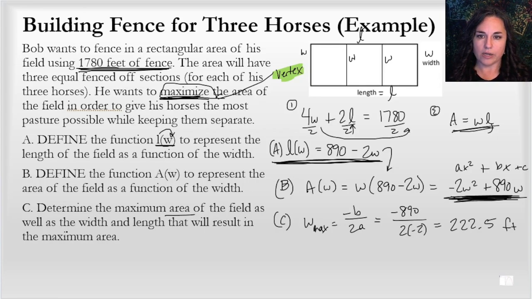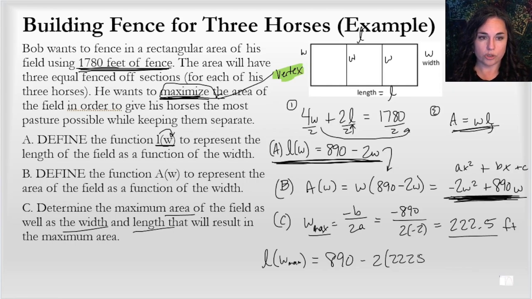Determine the maximum area as well as the width and the length. It seems like here you need to find the area first and then the width and the length, but I am finding the width first because that's what comes out of that parabola. Once I know the width, I can go back here. The length at W max has to equal 890 minus 2 times 222.5. And it turns out that this is 445 feet.